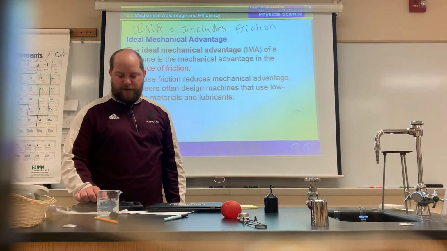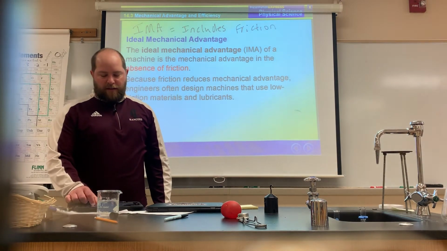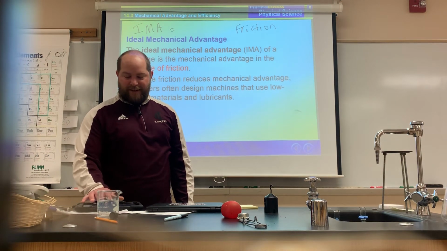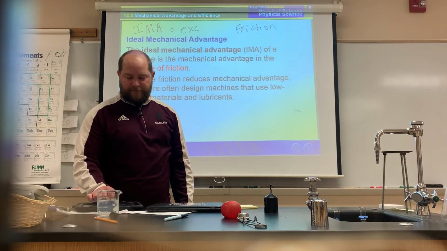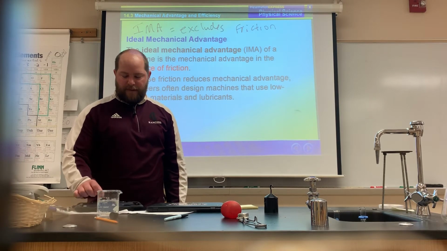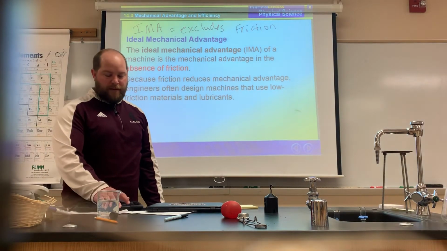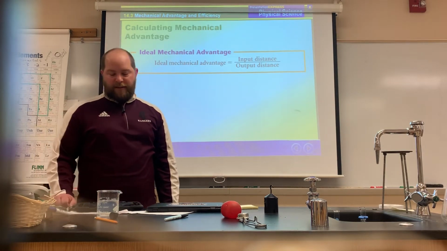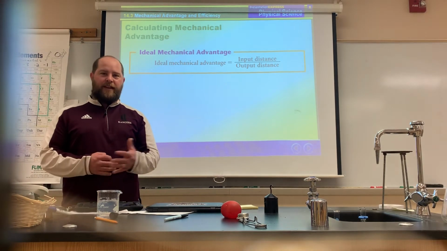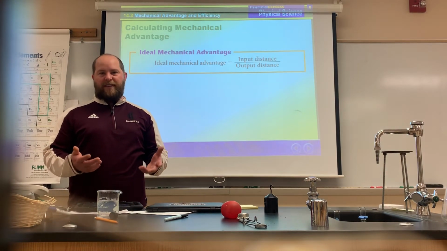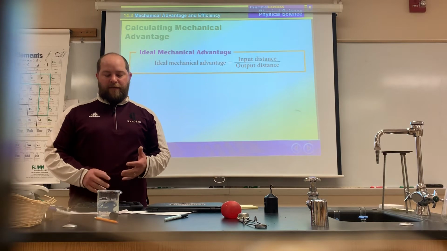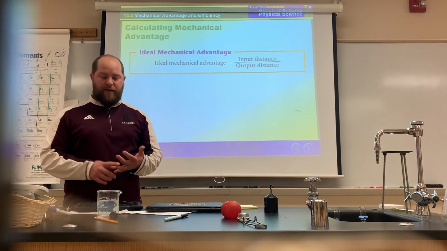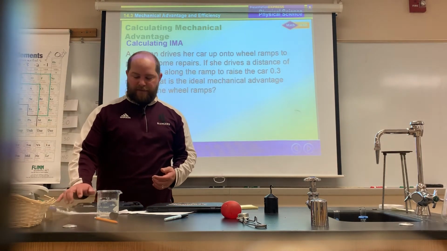This includes the friction. No, this one excludes friction. So in a perfect world. All right, so how do we calculate that then? Well, the IMA, instead of looking at the input force and the output force, that's the actual mechanical advantage. For the IMA, the ideal mechanical advantage, we use the input distance divided by the output distance.